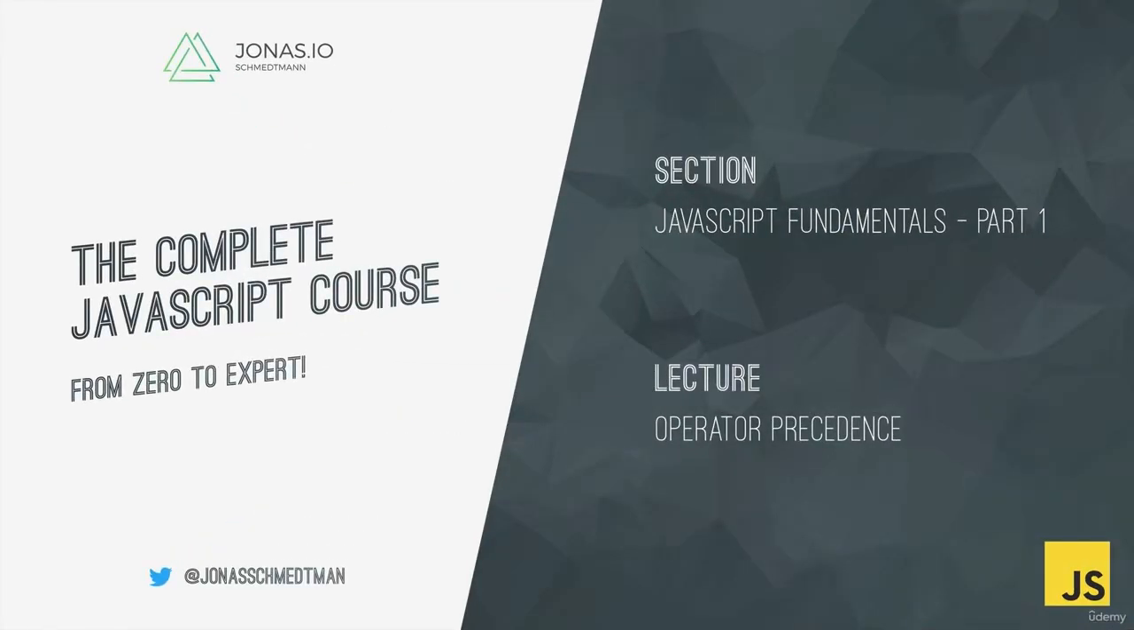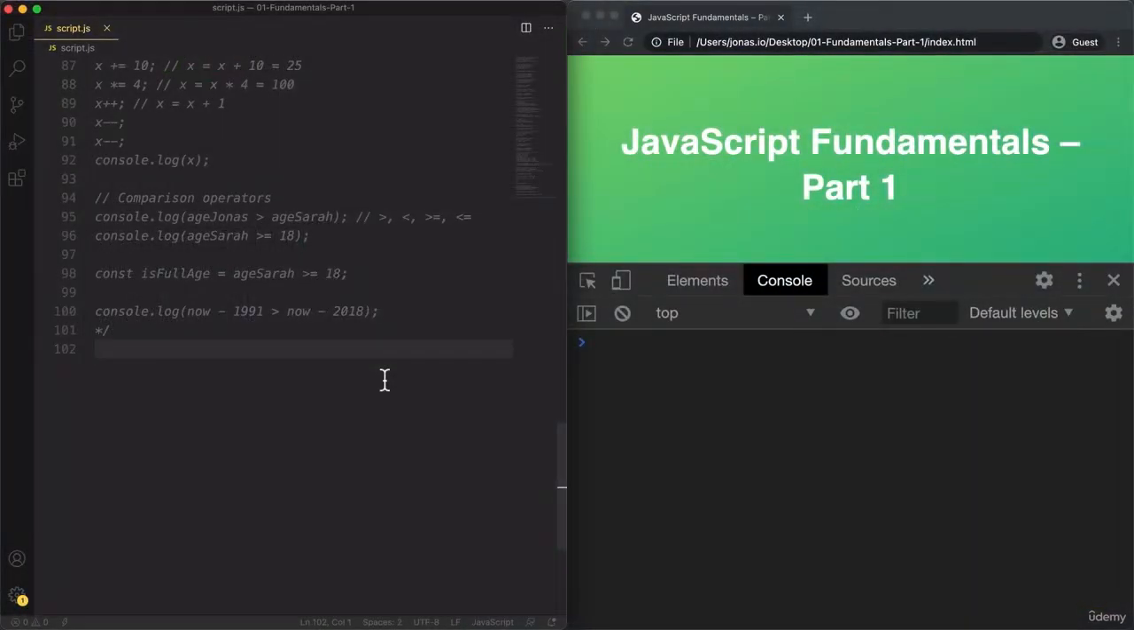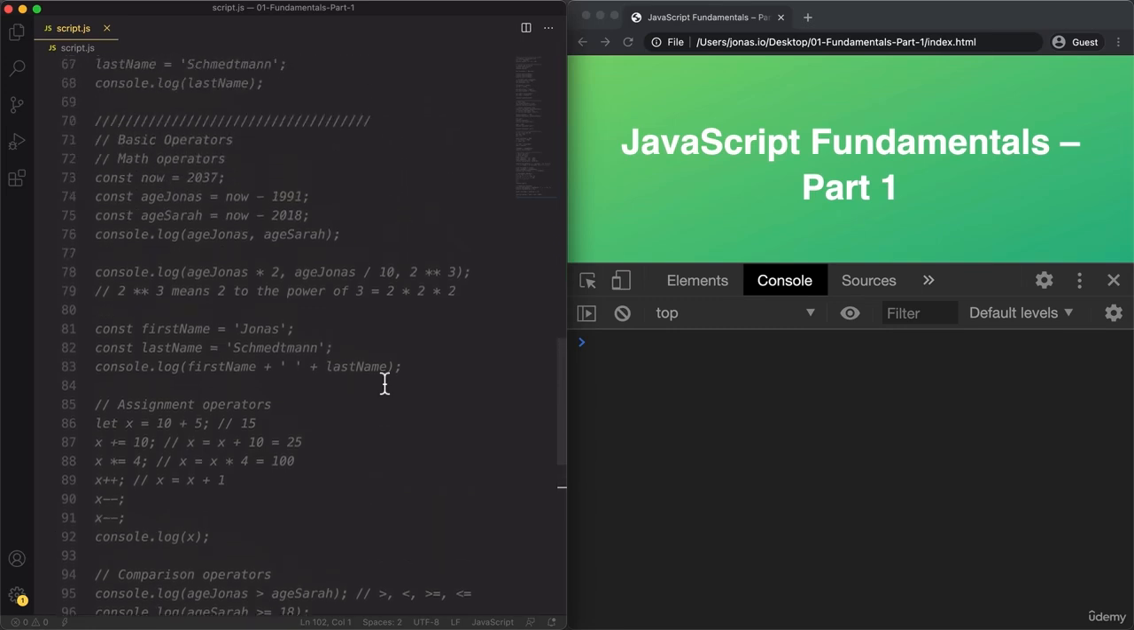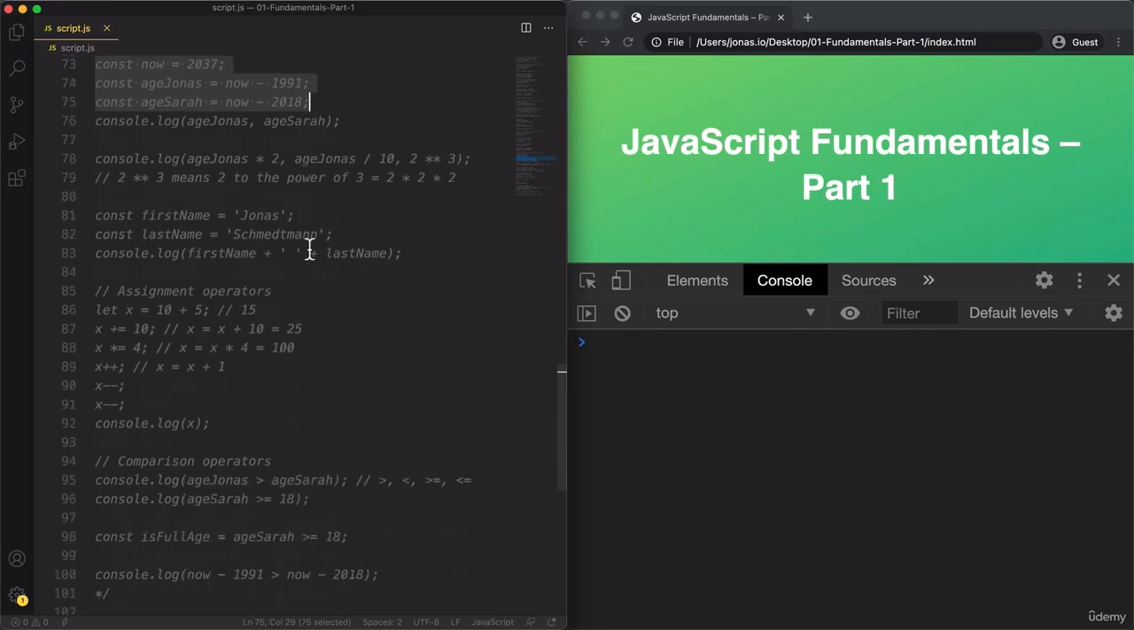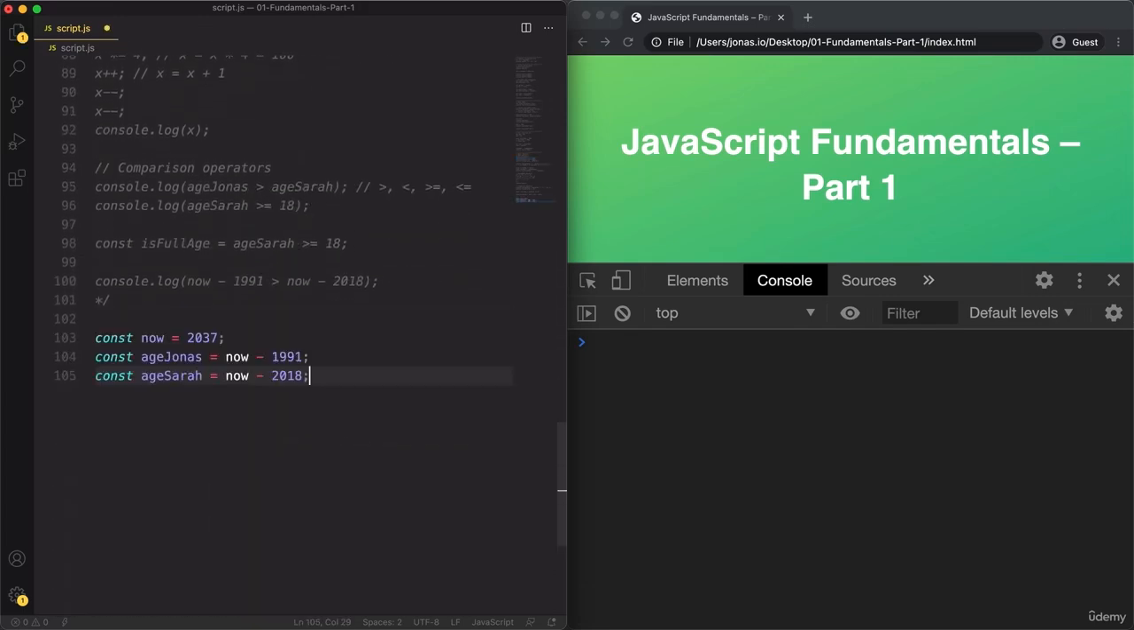In this lecture, we're going to talk about the precedence of different operators. So I already commented out the code from the last lecture, but let's actually bring some of it back here. And in particular, the calculation of these ages, like this, and then also this code that we discussed by the end of the last video.